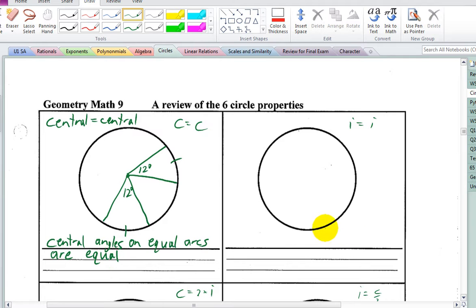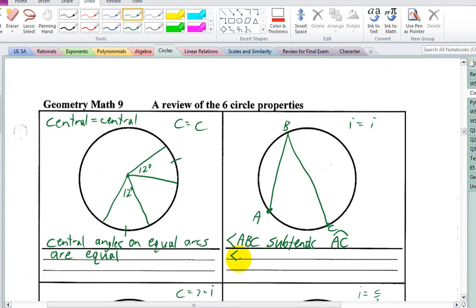Now the same is true for inscribed angles. So an inscribed angle, okay, we'll call this ABC. Angle ABC subtends arc AC. And for arc, we usually just use a little rainbow over top. Okay. So angle ABC subtends arc AC.